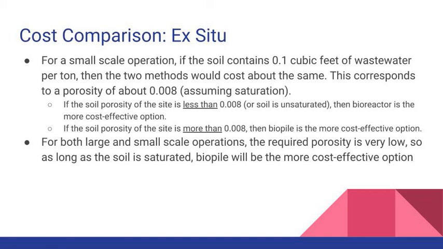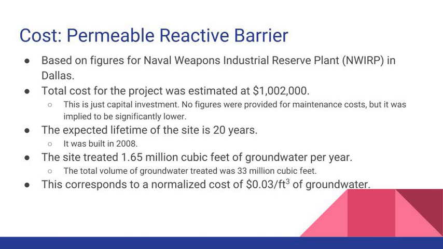Several cases of permeable reactive barriers were given. An average operation seemed to be at the Naval Weapons Industrial Reserve Plant in Dallas. The total cost for the project was estimated at just over $1 million. This was just the capital investment and didn't include maintenance costs, which were said to be significantly lower than the capital investment and therefore negligible.